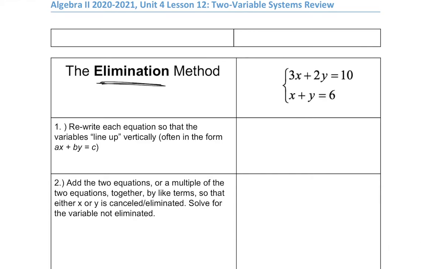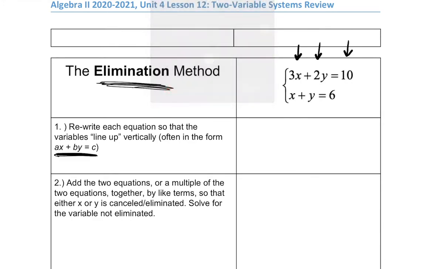The elimination method. The way this is going to work is we are going to add entire sides of equations to each other. In order to be able to do that, the first step is to rewrite each equation so that the variables are lined up. And what I mean by that is that you have the x's, the y's, and the numbers, or whatever combination you may have. They don't have to be in this order, but you will often know the easiest way to do this is elimination if it's in the form ax plus by equals c, where a and b are the coefficients.